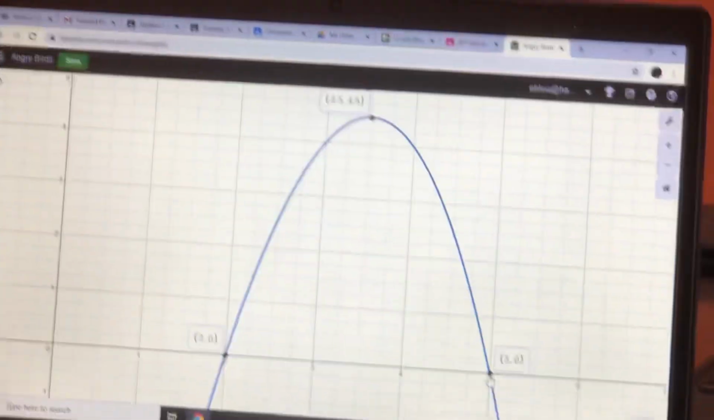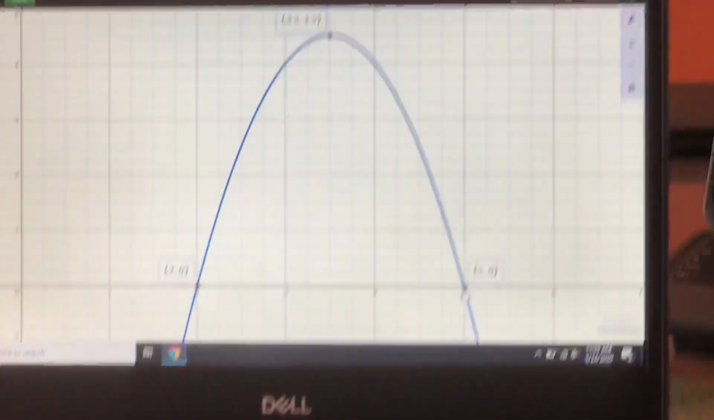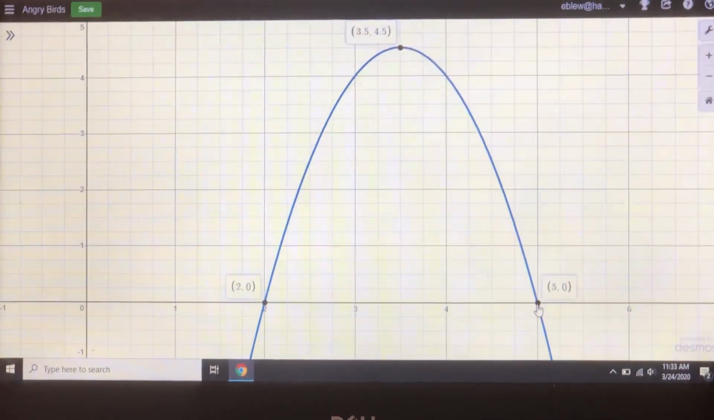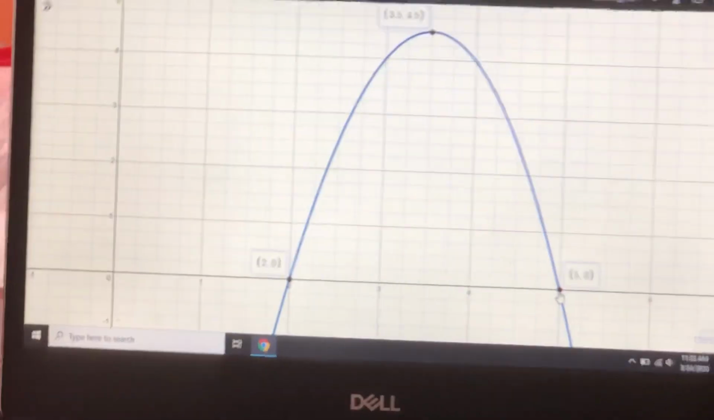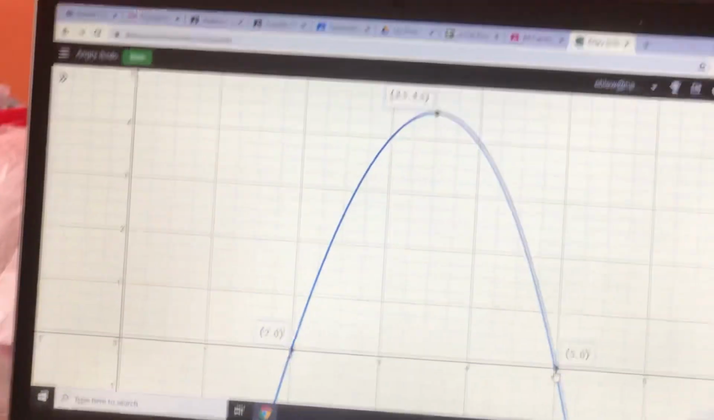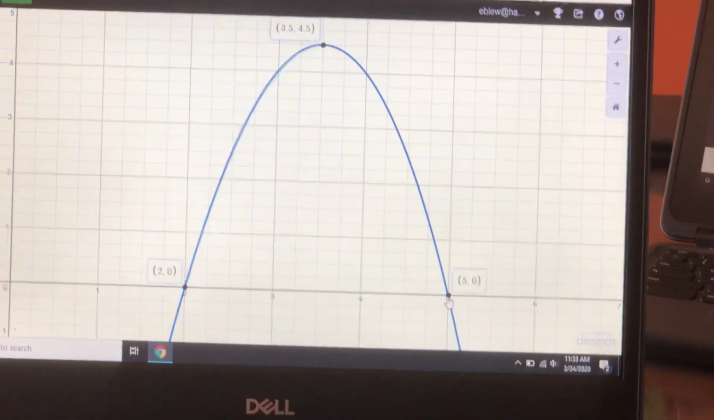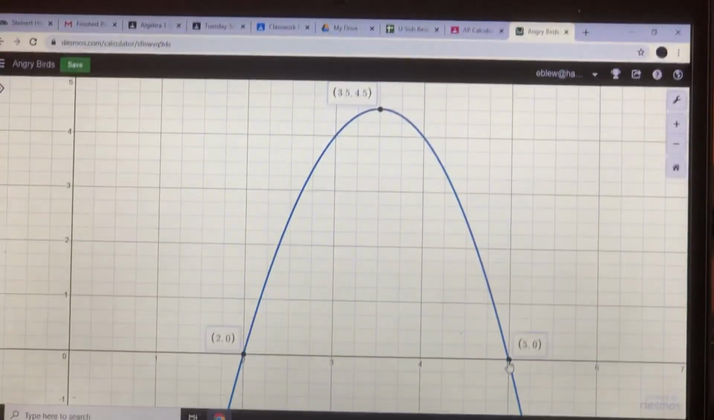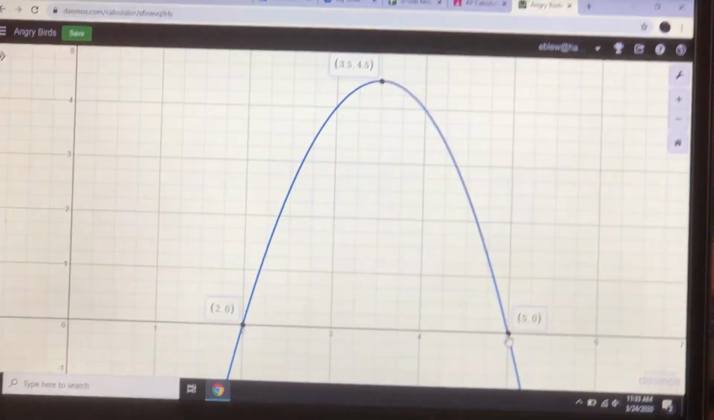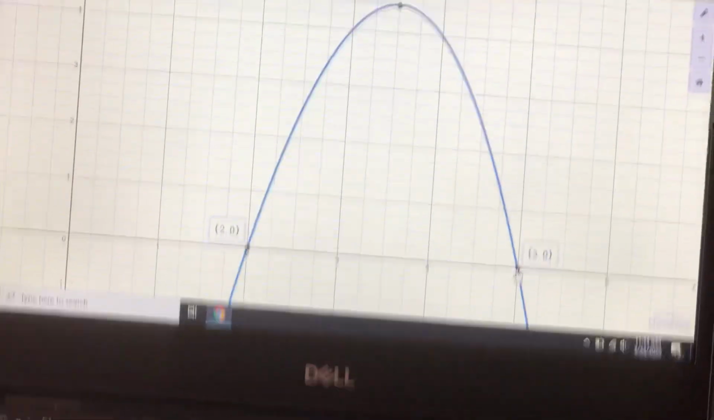I just wanted to walk you guys through step 2 of your Angry Birds Parabola project, just to make sure that you're clear on what I'm asking you for at each step along the way. So here's an example of what some of your bird trajectory graphs might look like.